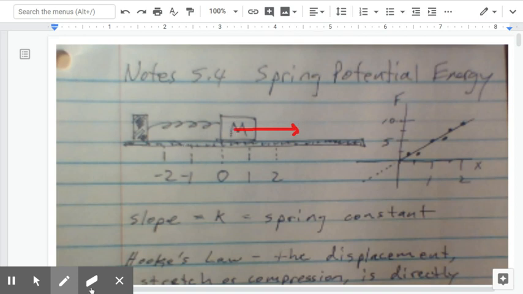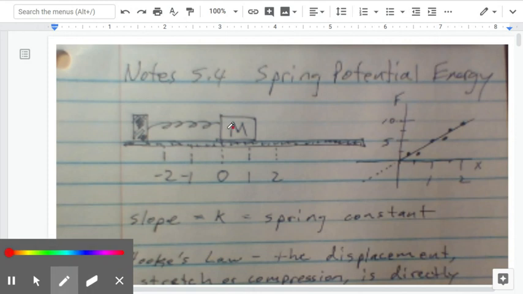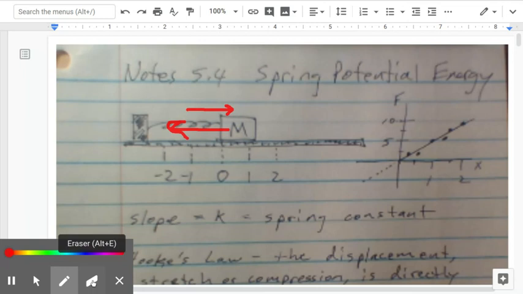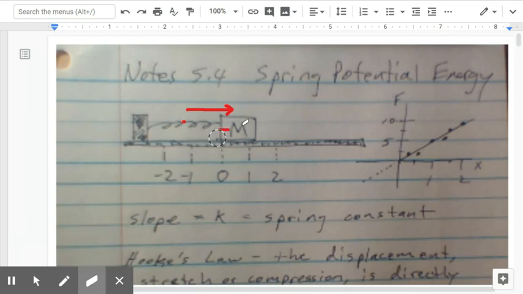Same thing if we were to take and compress the spring. So if we compress the spring this way, now we have a negative x. But our restoring force goes to the right, which is a positive value. And so if we have a negative x times a negative, we end up with a positive number. And so that negative in front of the kx is just to give you the correct direction for the restoring force or the spring force.